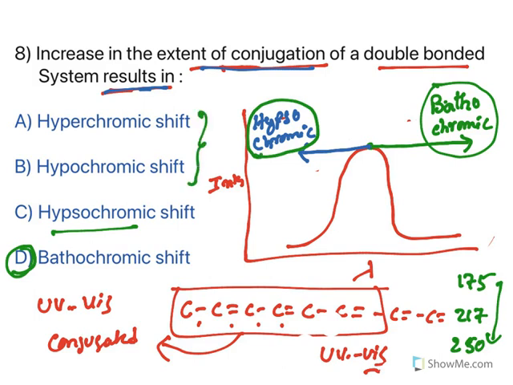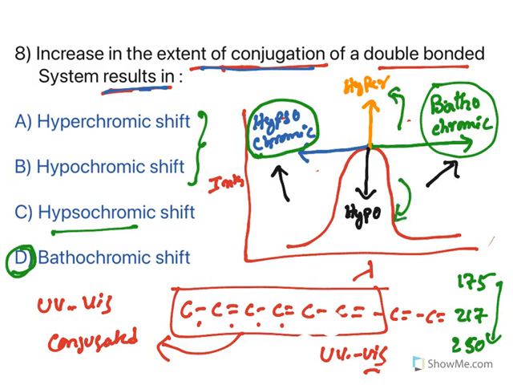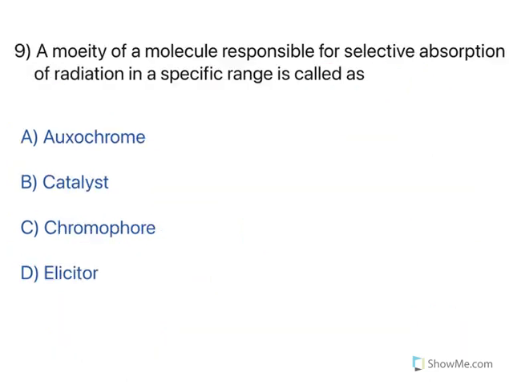Now hyperchromic relates to intensity. Intensity means if a group is causing absorption at higher intensity, it is known as hyperchromic shift. Whereas if a group is causing lower intensity, it is called as hypochromic shift. See, chroma means color. This is what you need to understand. So these four are important. One, wavelength: if it is causing absorption at higher wavelength, it is bathochromic. Lower wavelength, it is hypsochromic. Whereas absorption intensity to higher intensity, hyper, lower intensity is hypo. This is it. Moving to the next one.